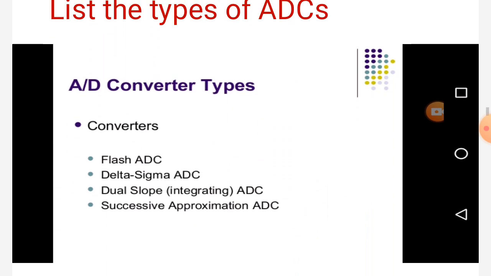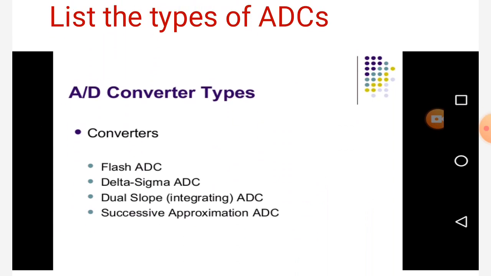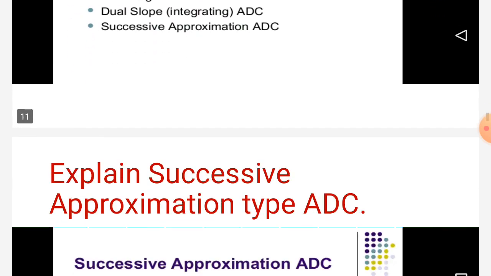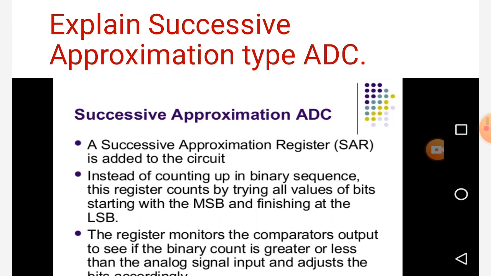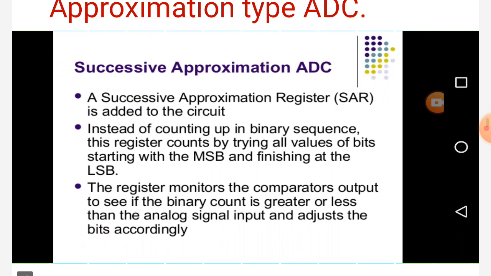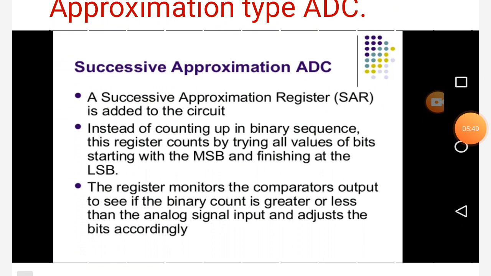Then list the types of ADCs. Flash type ADC, delta sigma ADC, dual slope or integrating ADC, successive approximation ADC, and counter or ramp type ADC. In that, first one is successive approximation ADC, or explain successive approximation type ADC.